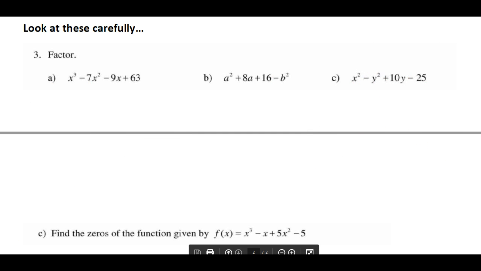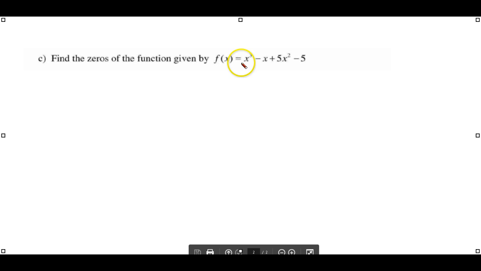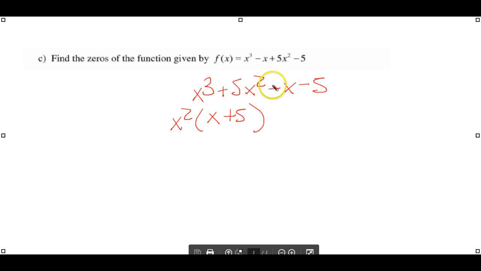Alright, let's go on. Now for this one you're asked to find the zeros, and again we have to put that in some sort of organized way. So x to the third plus 5x squared minus x minus 5. So we can factor out of this x squared, and we get x plus 5. And one of the techniques we had earlier, in order to get an x plus 5 out of these two terms, we have to factor out a negative 1.